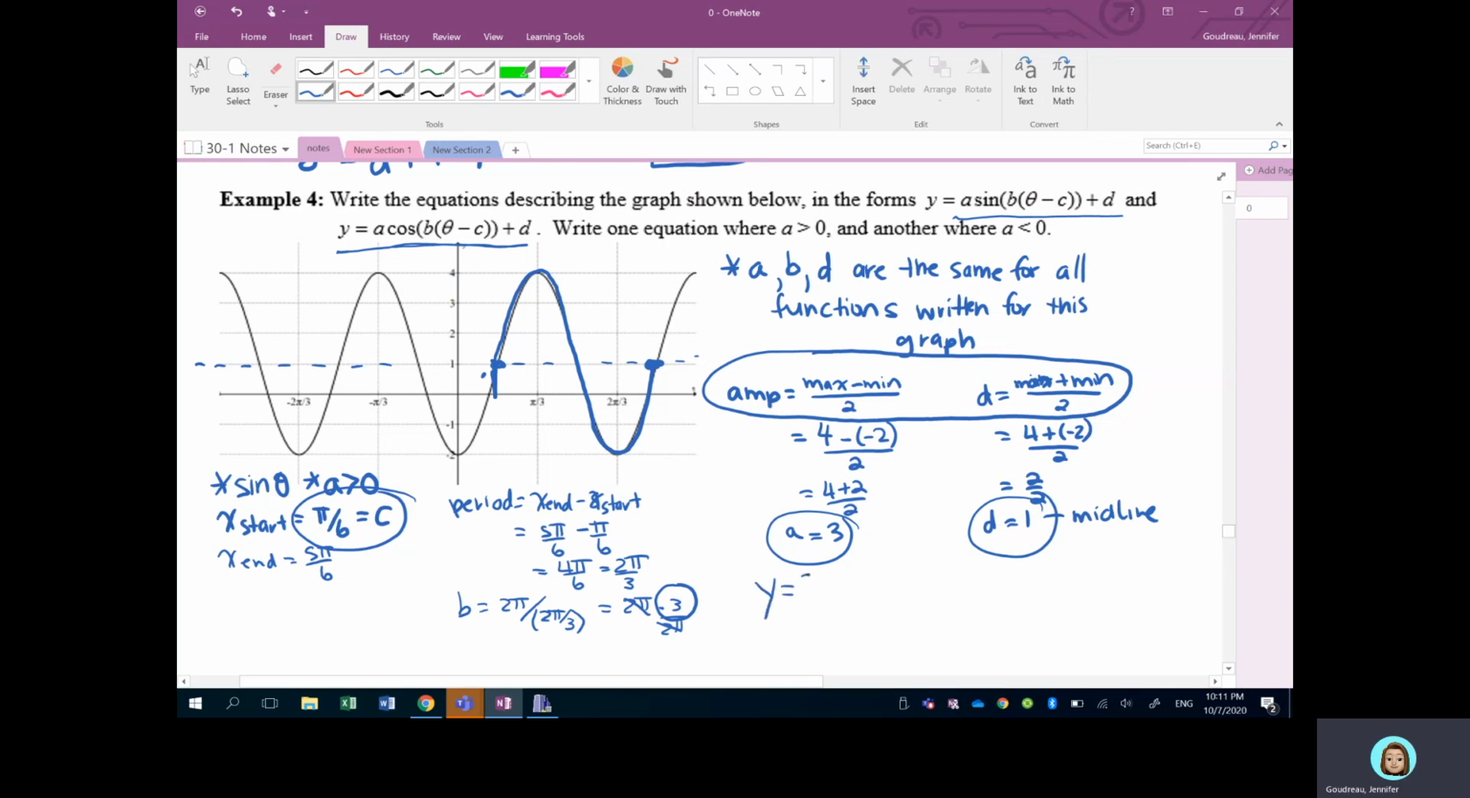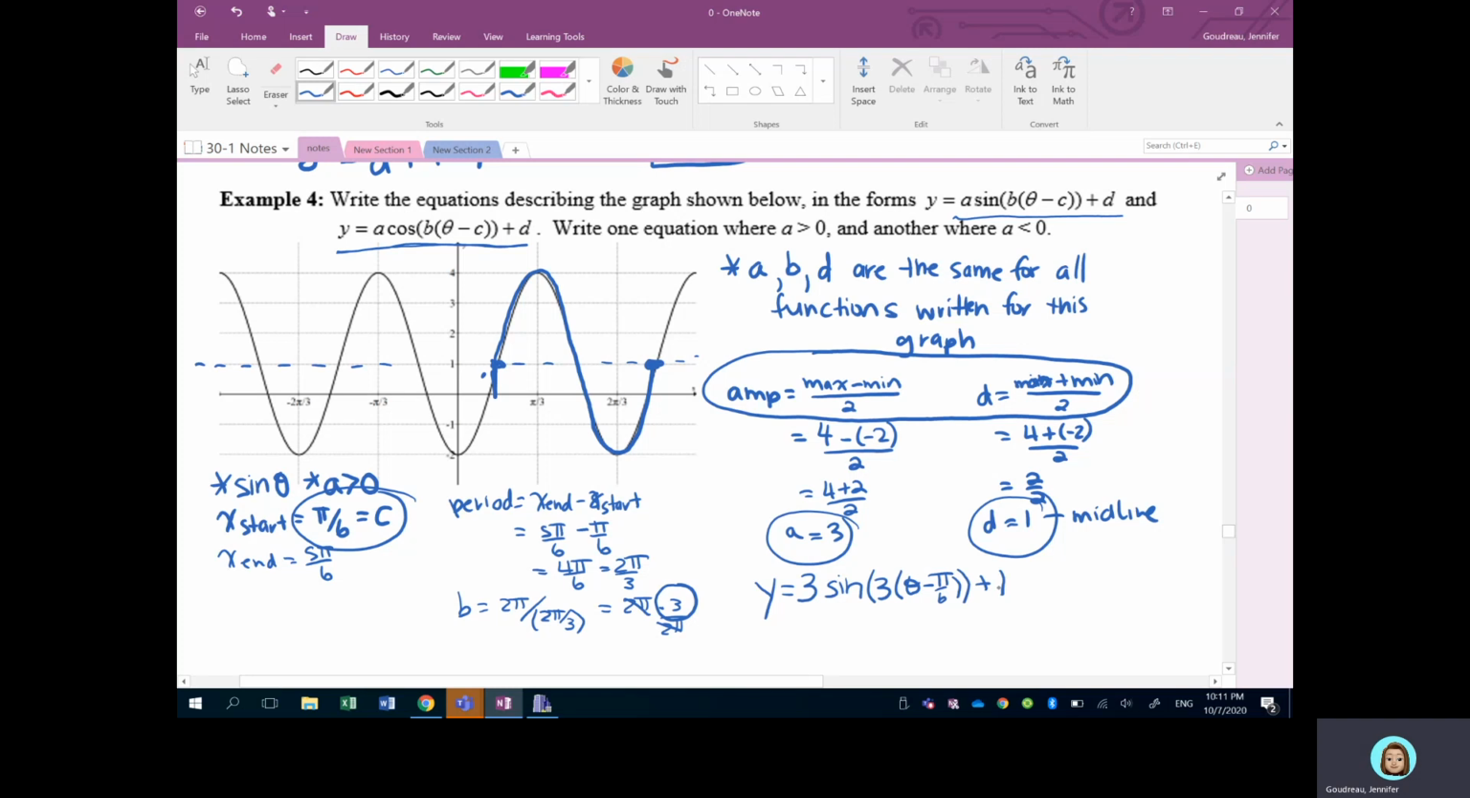Y equals positive 3 sine positive 3 theta minus our start point was pi over 6, so that's our phase shift, plus 1.